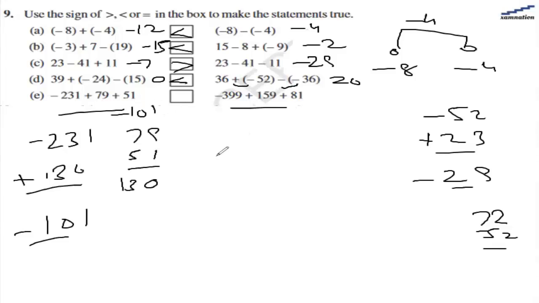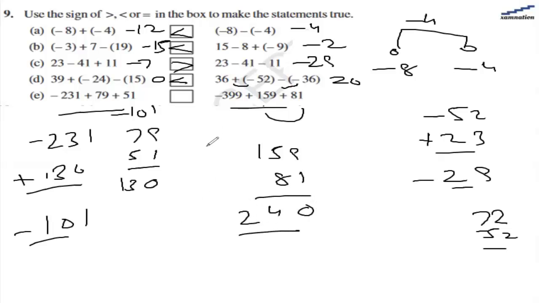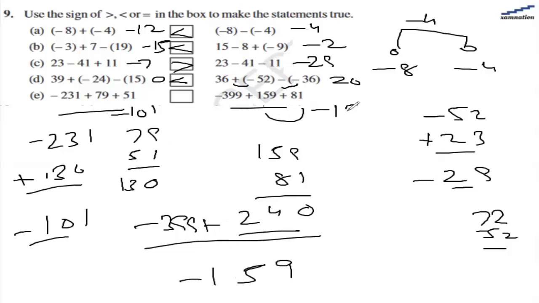And here we have minus of 399 and positive of 159 and 81. So these numbers will add up, 159 and 81, and they will give 240. So we are now going to add up this minus 399 and plus 240, which will give us minus of 159. So here the left hand side is a smaller negative number than the right hand side. So this will be the greater than sign.